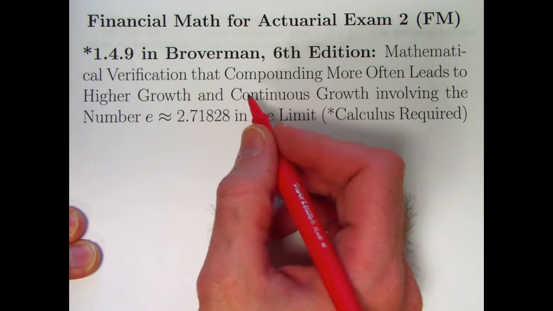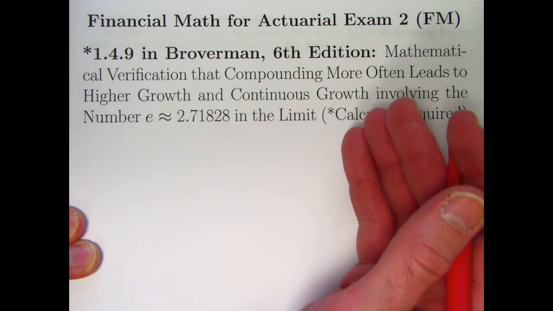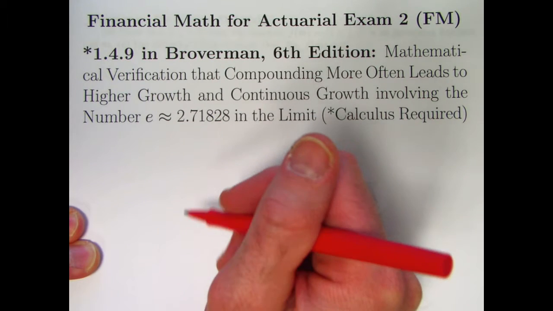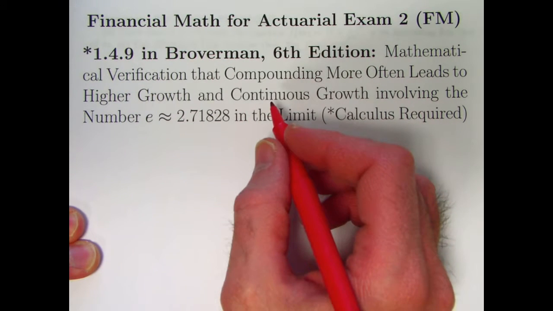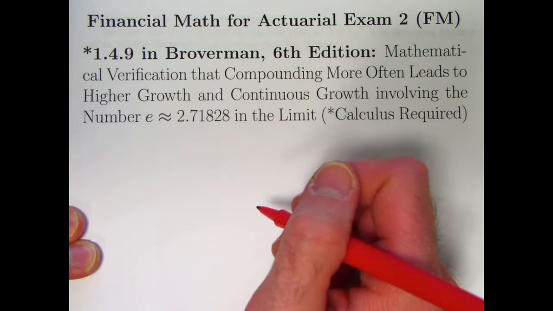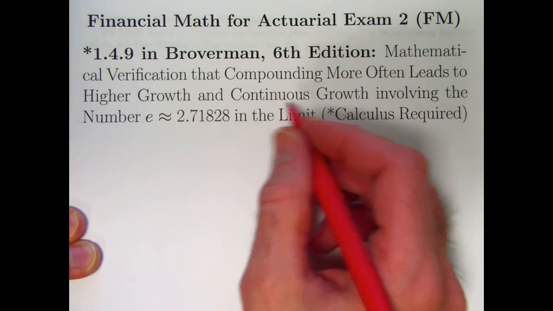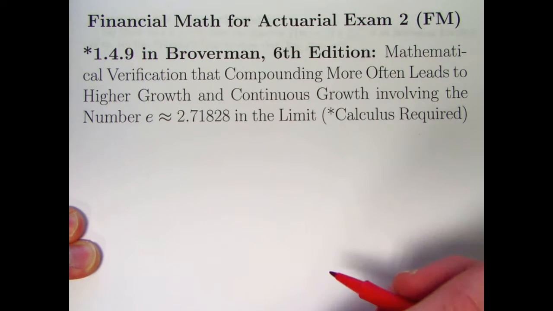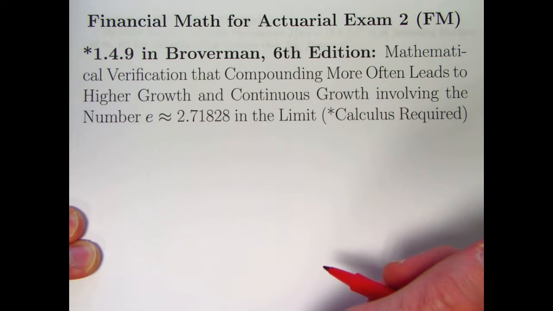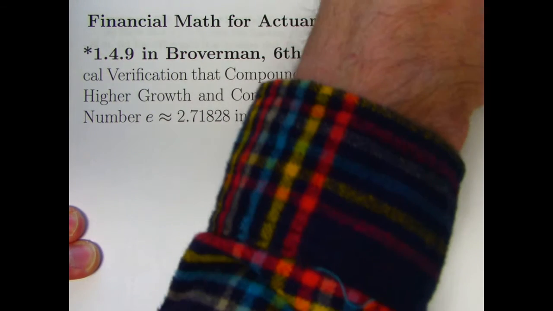It's a mathematical verification that when you compound more often, you get higher growth, and also in the limit, as the number of compounding periods goes to infinity, we call that continuous growth. You get the number e involved. We want to see that happen. Calculus is required to understand this video, but you need calculus to understand exam 2 anyway, so it's good to start somewhere.